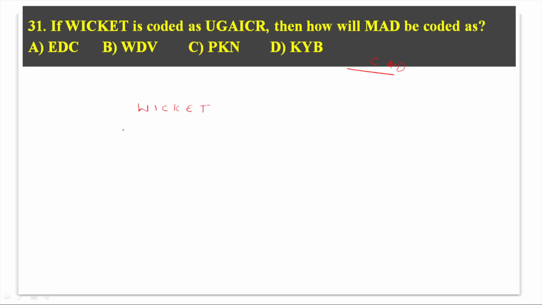WICKET is coded as UGAICR. We observe here W place value is 23 and U place value is 21, which means there is a gap of -2, and T place value is 20 and R place value is 18. There is also a gap of 2. So if we observe here, the logic for this is that every number is subtracted by 2, or every letter is moved back by 2 here.